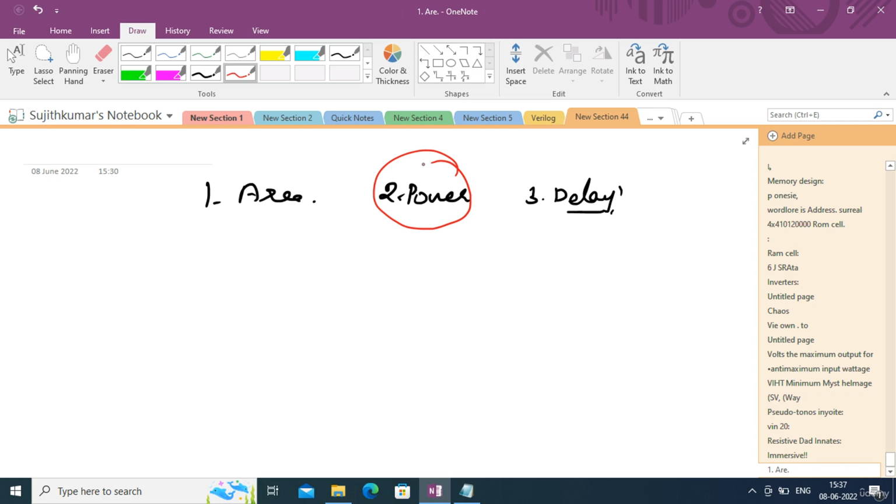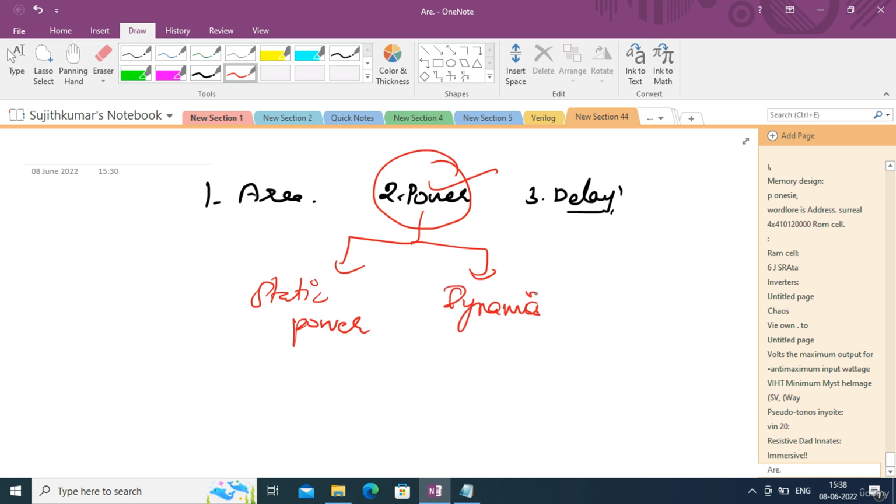That is the CMOS inverter. Then we have discussed about the pseudo NMOS inverter and also the resistive load inverter. For all these three inverters, we'll be discussing on the power factor. So the power can be divided into two types: static power and dynamic power. We'll talk about dynamic power later, not now.